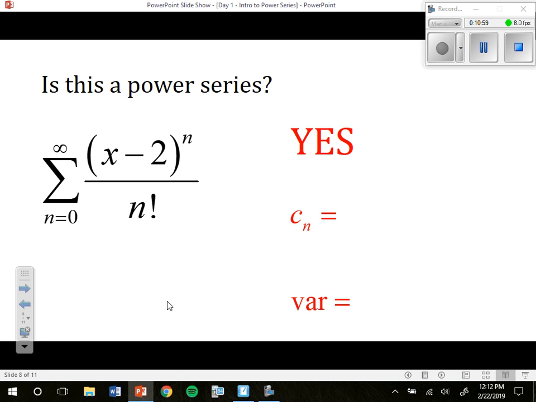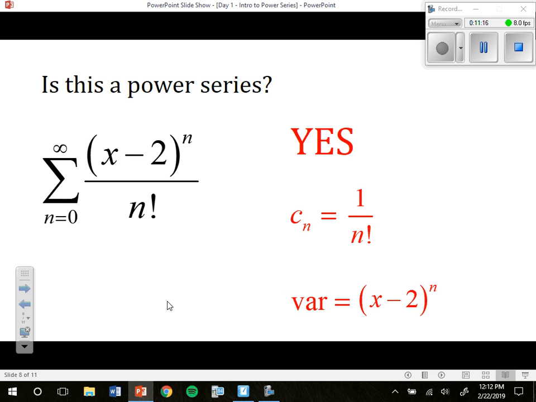What's our coefficient? 1 over n. Perfect. That's your coefficient. Does it change as n changes? Yeah. You plug in, so it changes as n changes, but it is your coefficient. You know what to put in front. And what's your variable expression? x minus 2 to the n.